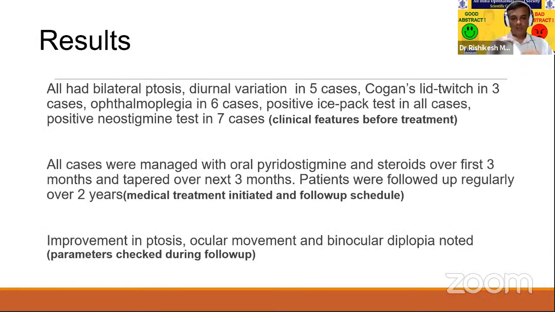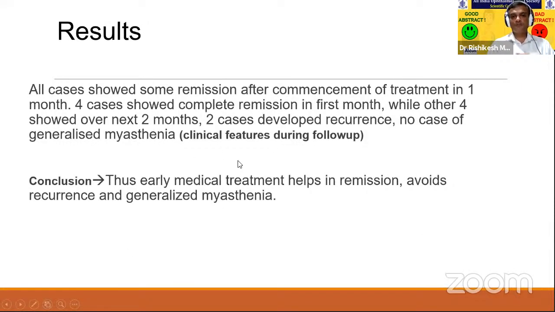In this particular study, we had studied 8 patients. The first part includes the clinical features before the treatment, then the medical treatment which was initiated, pyridostigmine and steroids and things like that, and whether the patients were followed up regularly for 2 years, and the parameters which were checked during the follow-up. Also, the clinical features seen during the follow-up have been mentioned here, and it should cover all the 8 patients which you have committed yourself to.